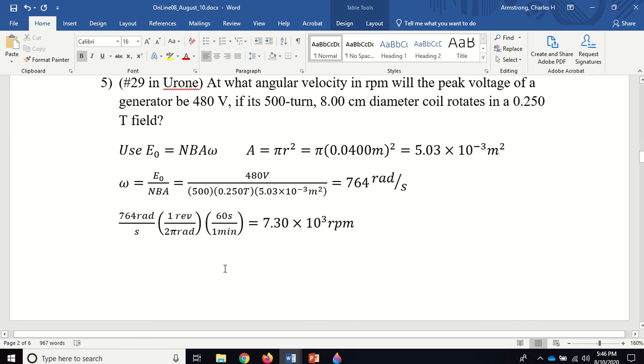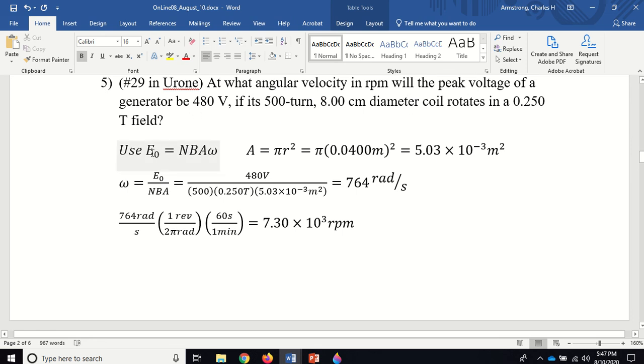Okay, at what angular velocity in revolutions per minute will the peak voltage of a generator be 480 volts, if it's a 500 turn, that's N equals 500, 8 centimeter diameter coil rotating in a 0.250 Tesla field? All right, so we use this formula because we want the peak voltage. Peak means everything's maximum, so we go with E0.